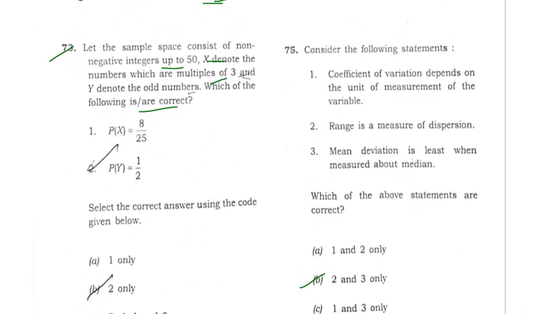Anyway, next question is 75th. Consider the following statements. Coefficient of variation depends on the unit of measurement of the variable, and range is a measure of dispersion. Mean deviation is least when measured about median. So the right option is: range is a measure of dispersion and mean deviation is least when measured about median.